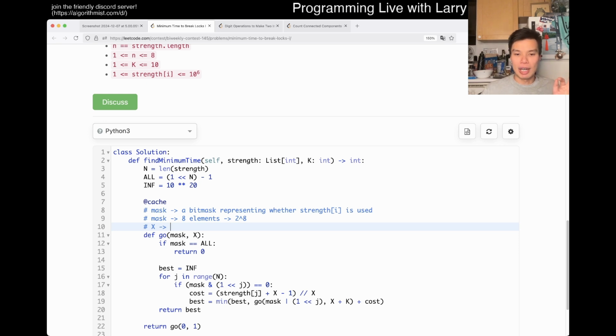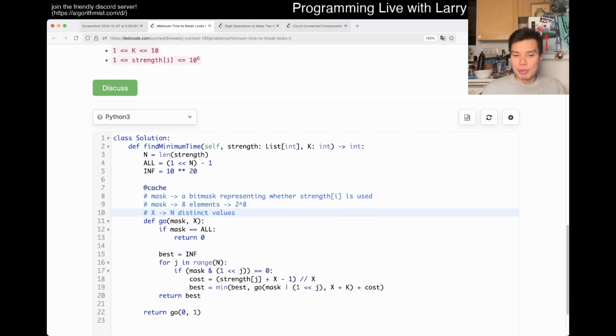But the thing is that x only increases after you destroy a lock in this case. So it can only be incremented 8 times, so it's going to be 10 distinct values, or maybe 11, or n distinct values, either n or n plus 1. Because it starts at 1, and then it's x plus k, x plus 2k, x plus 3k, and so forth. So even though it looks like it could be a big number, it is not.